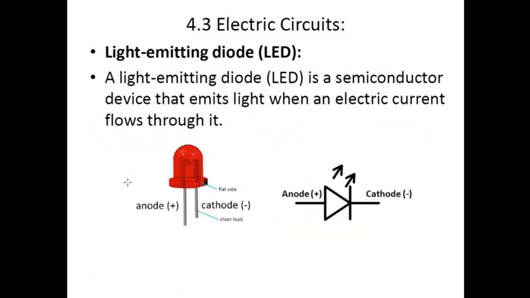Next we have an LED or light emitting diode. It is a semiconductor that emits light when an electric current flows through it. This is what it looks like, and this is how it's drawn in a circuit diagram. Before the arrow it is the positive terminal, and after the arrow it is supposed to be the negative terminal. You are supposed to connect the positive terminal of the battery over here and the negative over here.